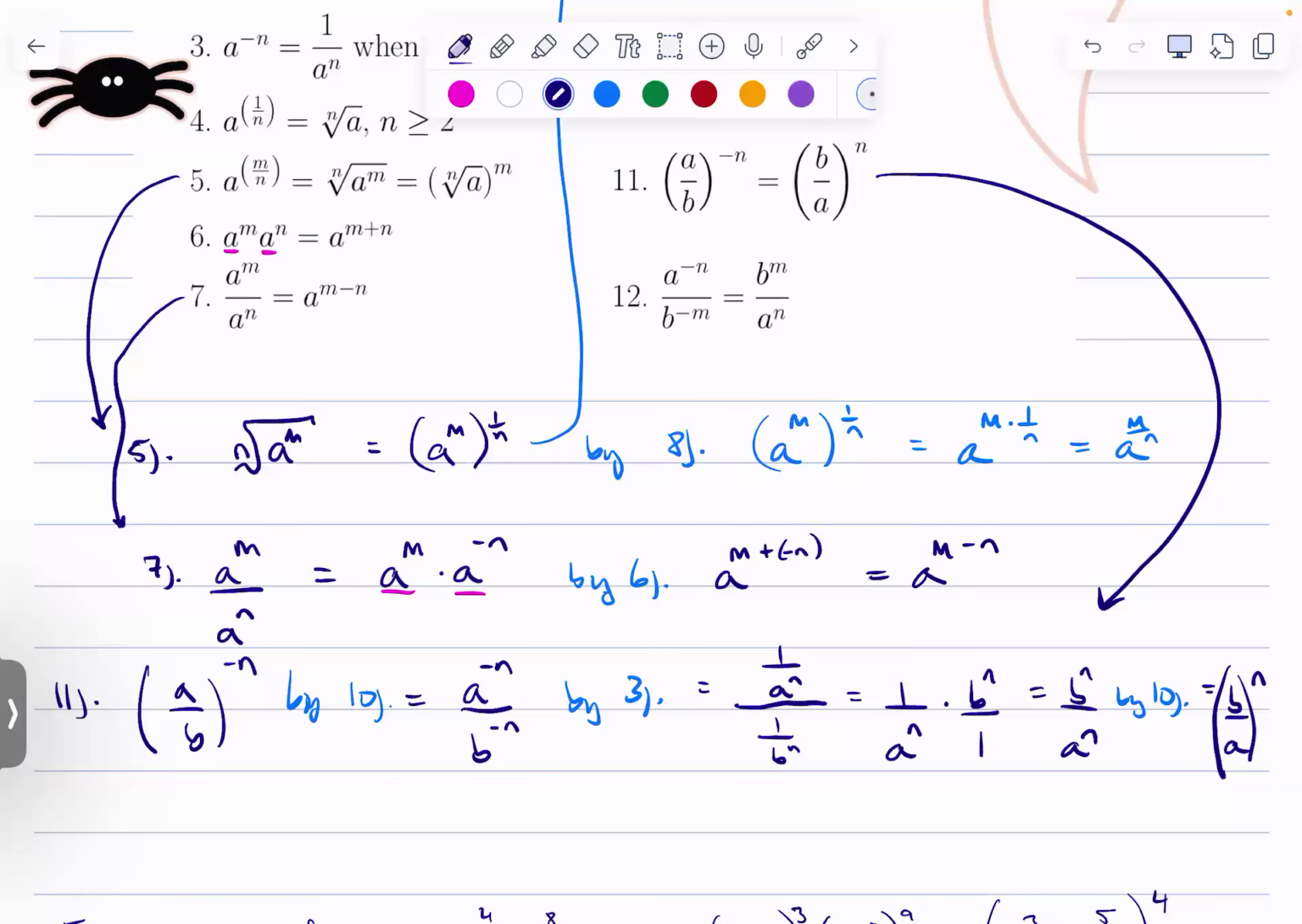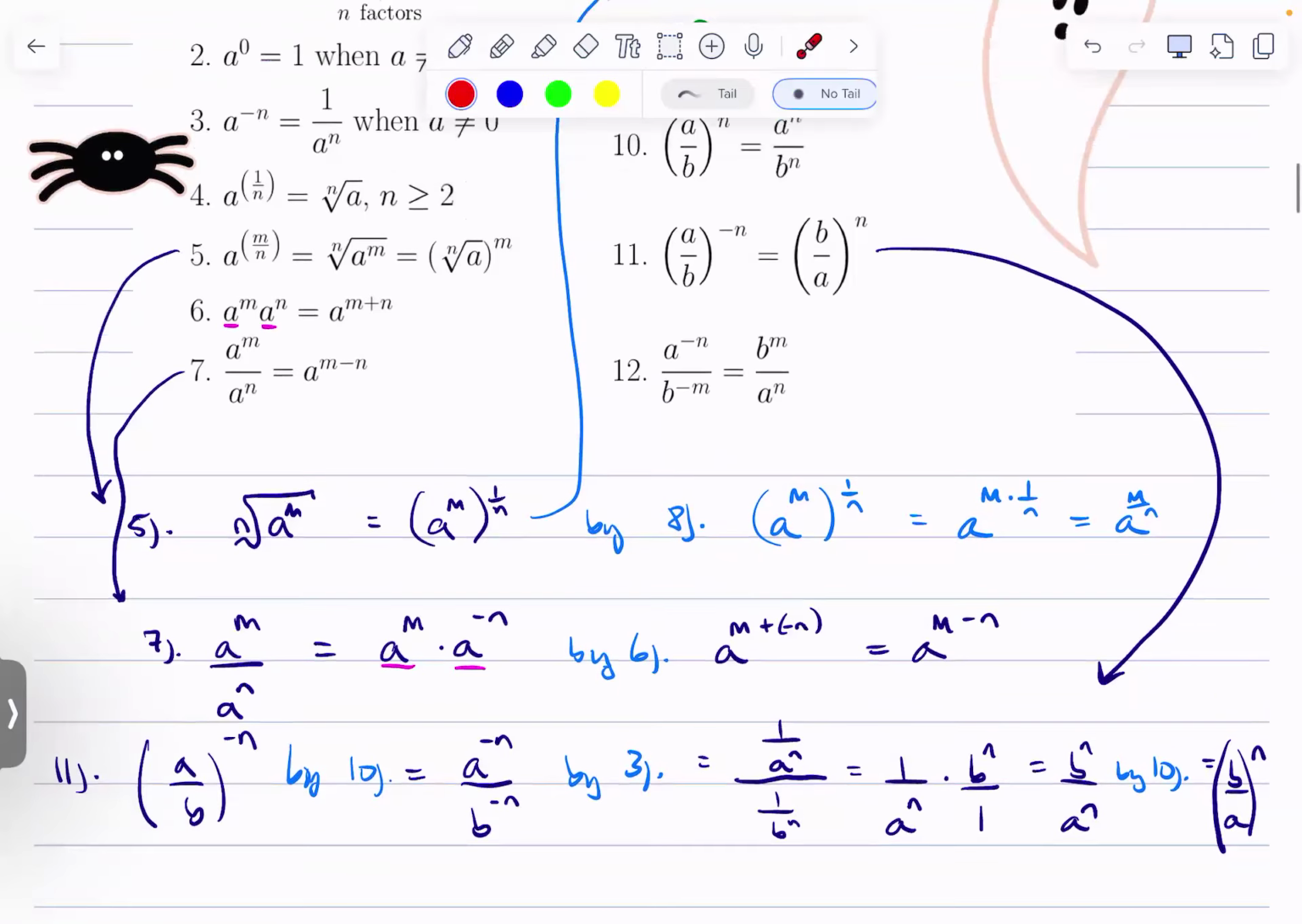Finally, 12: a to the negative n divided by b to the negative m. Now I have different powers, different exponents. But I can use the same kind of move. I can rewrite a to the negative n as 1 over a to the n, and b to the negative m as 1 over b to the m. Fraction over fraction, flip and multiply, and then you simplify. But because we have different powers here, I can't pull the power outside.